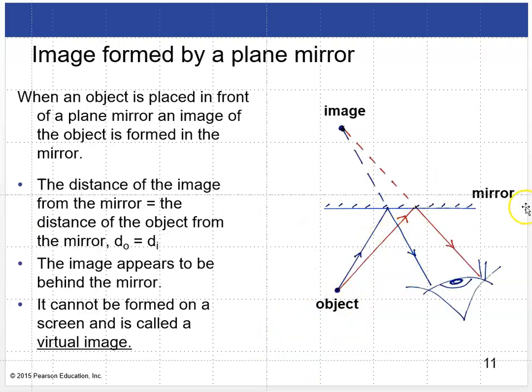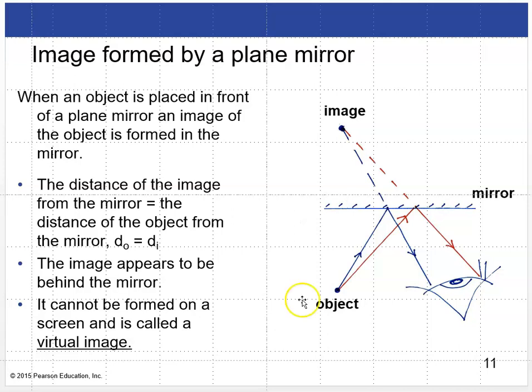So here's a mirror, and we're looking at an object in the mirror, and we see an image back behind the mirror. When an object is placed in front of a plane mirror, an image of the object is formed in the mirror. The distance of the image from the mirror is the distance of the object from the mirror. So that is this distance right here. And that equals the distance to the image, the distance that the image appears behind the mirror.